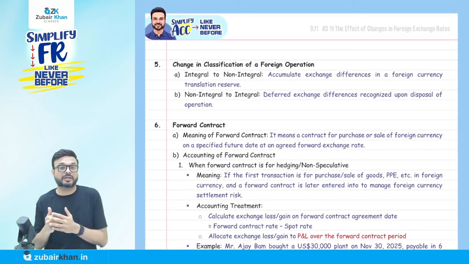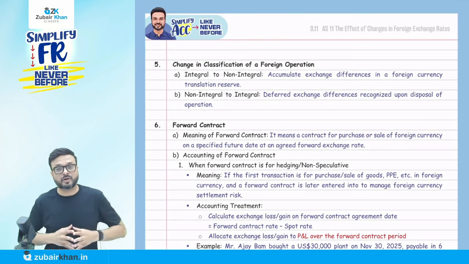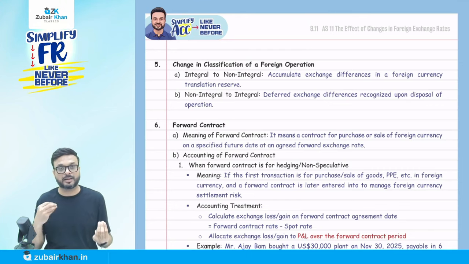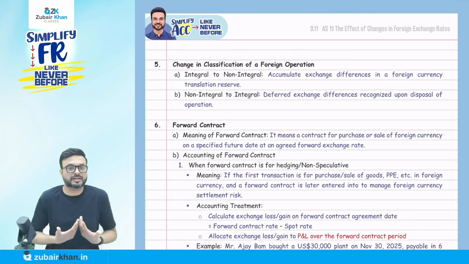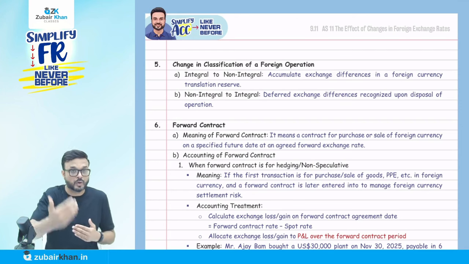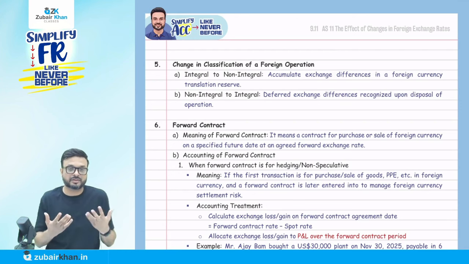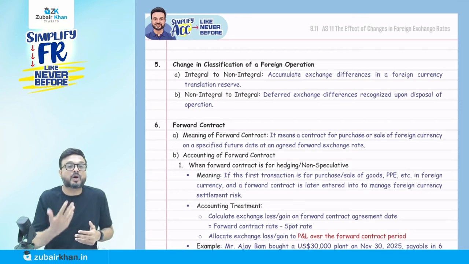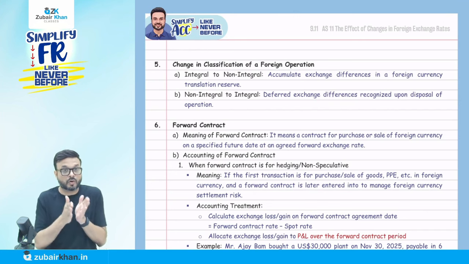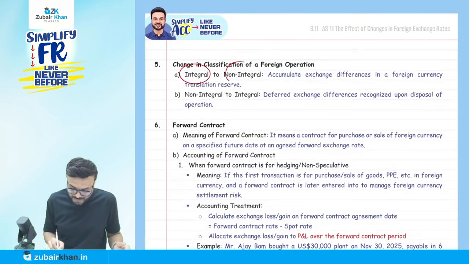Now I'm coming to the next point, that is change in classification of foreign operation. What does it mean? My foreign operation is of two types. It might be integral, it might be non-integral. But initially, suppose it was integral, where I'm going to send the goods to them. If they need money, I will send it to them. This is like the integral. But it might happen later on that they convert it from integral to non-integral. When it is integral, where do we record the difference? The difference is recorded in the P&L account. But when it comes to non-integral, where will the differences go? The difference will go to the foreign currency translation reserve account. So this is integral, non-integral.